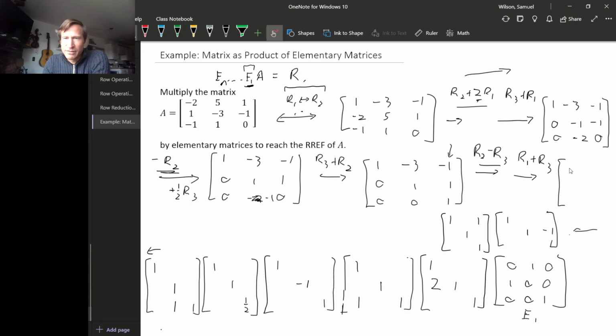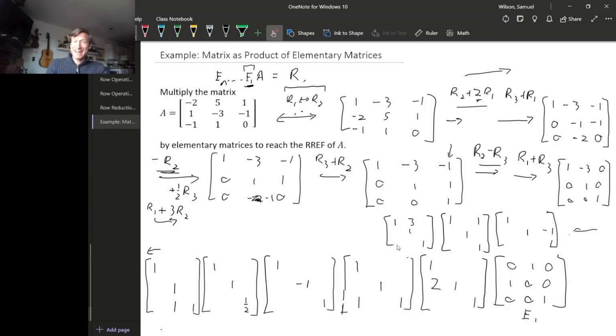This is going to give us 1 minus 3, 0, 0, 1, 0, 0, 0, 1. Okay, and now there's only one operation left, so actually we are going to have room. The only operation left is to take row 1 and add 3 times row 2. And so this is 1's down the diagonal and then a 3 right here. Okay, so we did it.